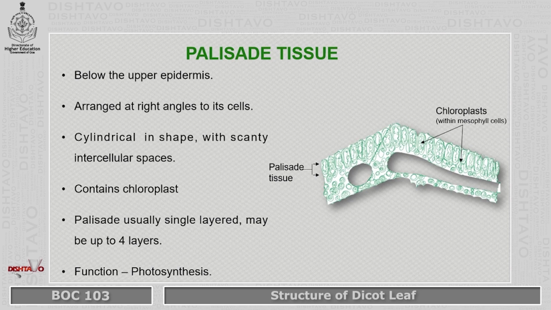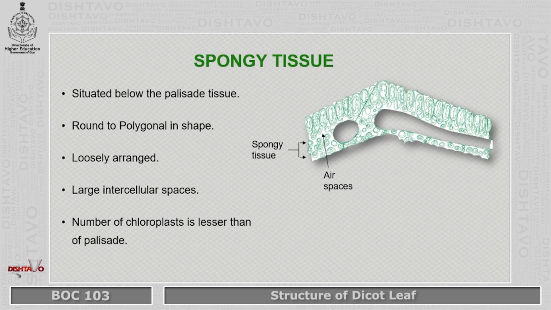Now, moving on to the second layer of the mesophyll tissue, that is the spongy tissue. They are situated below the palisade tissue. The cells here are round to polygonal in shape. They are loosely arranged. They have a large intercellular space. The number of chloroplasts in this region is less than that of the palisade. Since the number of chloroplasts is less in the lower region, the lower side of the leaf appears light green and the upper side appears dark green.